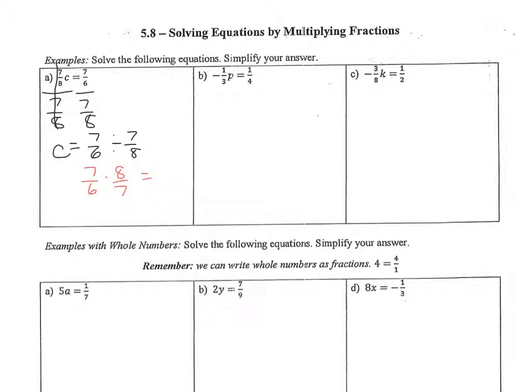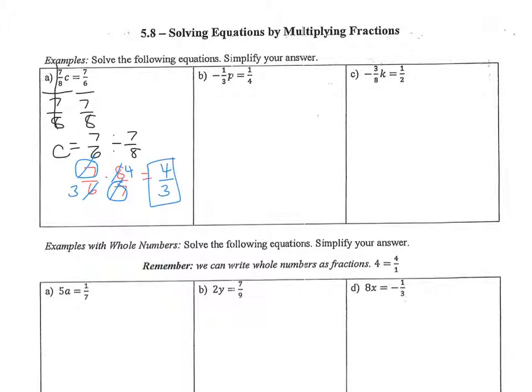So I can now cancel out. Look for common factors. 7 on the top, 7 on the bottom cancels out. What does 8/6 reduce to? I can divide 8 by 2 and get 4. I can divide 6 by 2 and get 3. So the answer is 4/3.